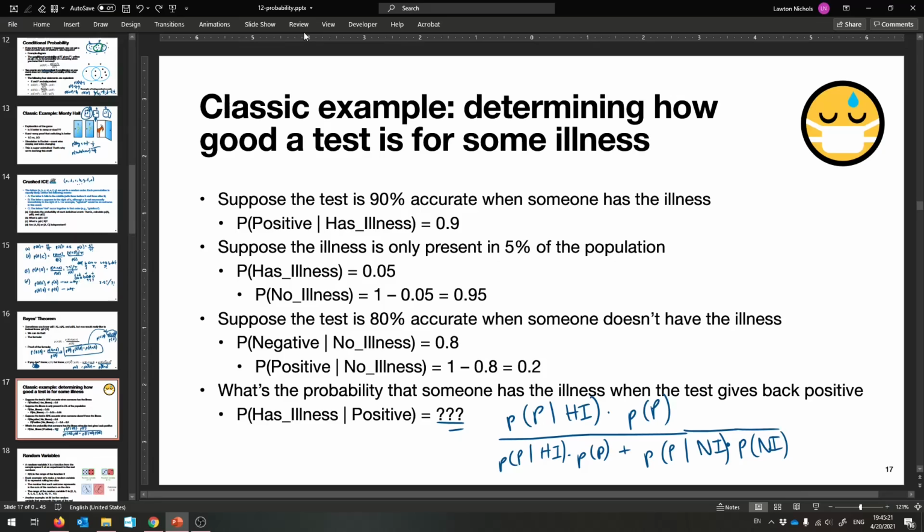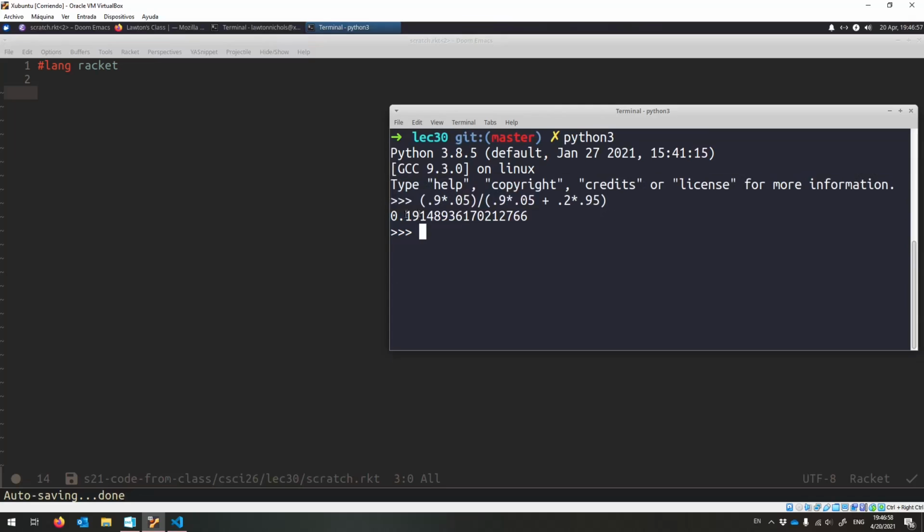So we can plop all this in, and it's going to be 0.9 times 0.05 over 0.9 times 0.05, plus the probability of positive given no illness, 0.2, times the probability that you don't have the illness, which is 1 minus the probability that you do, 0.95. Let's go quickly and figure this out. I was lazy this time and just used Python because it was easier. And so it's about 20%, 19%.